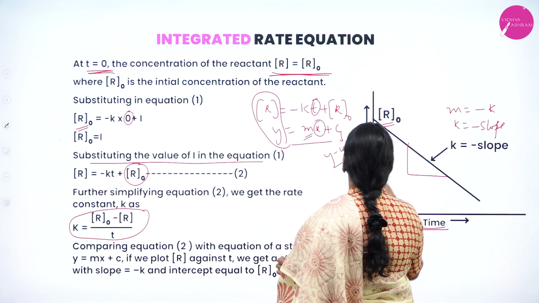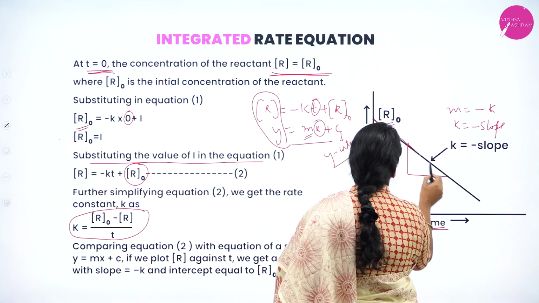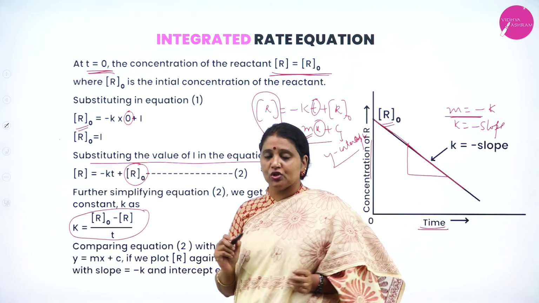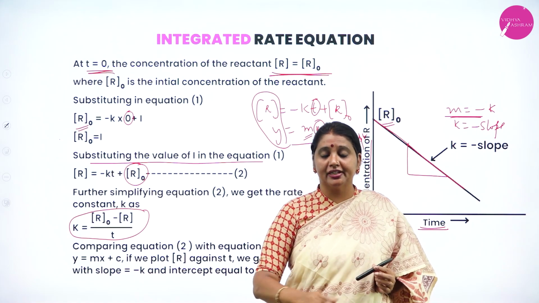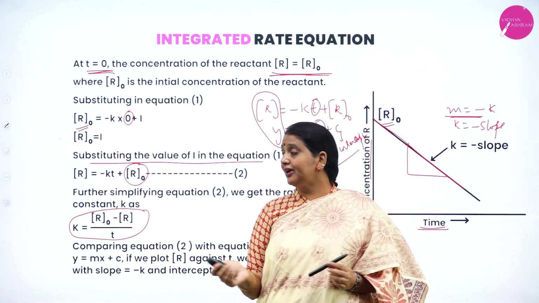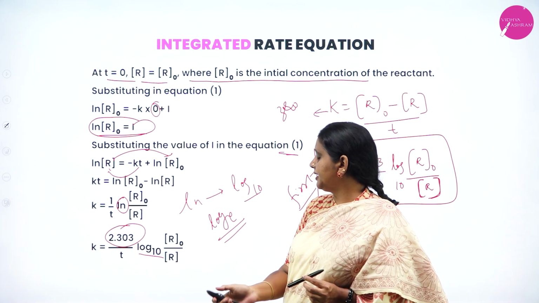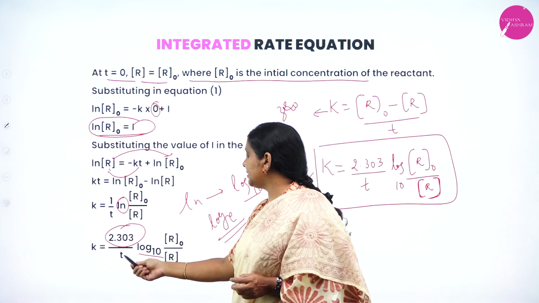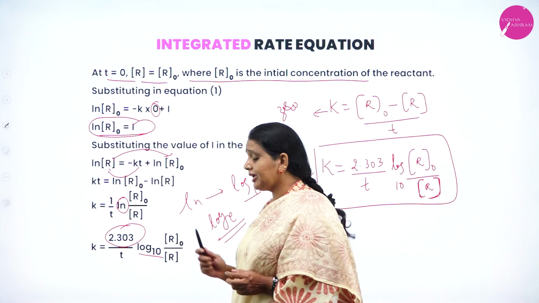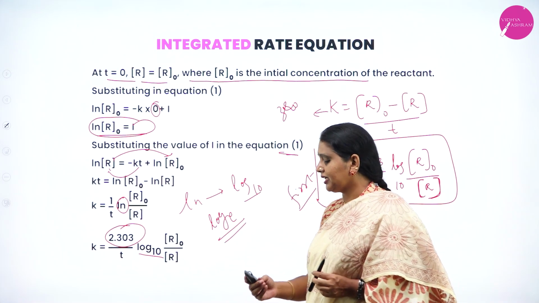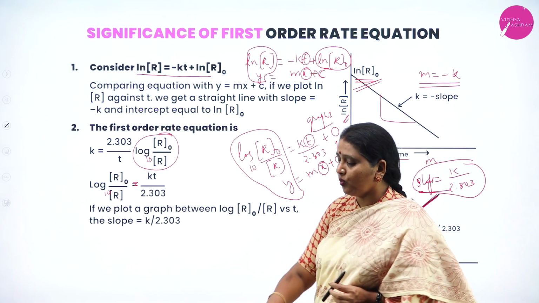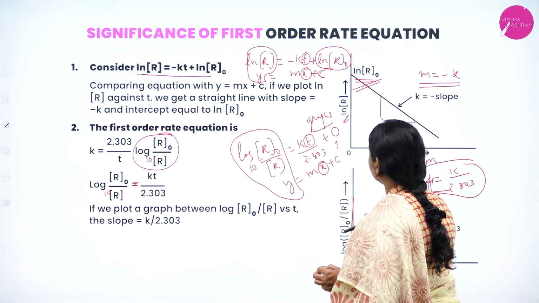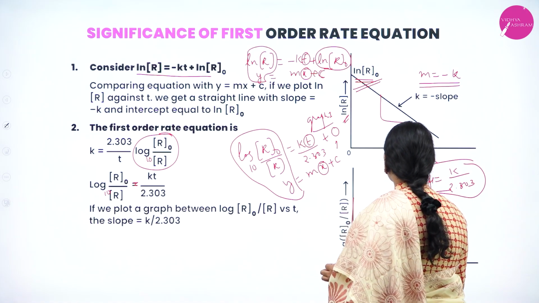Plot a graph of concentration of R versus time, we get a straight line with negative slope minus K. Like, what's the integrated rate equation for zero order reaction? R naught minus R divided by T. So, for first order, the integrated rate equation is K is equal to 2.303 divided by T log R naught by R to the base 10. So, what are the two graphs? One graph is in terms of log natural R versus time. Another one is log R naught by R to the base 10 versus time.